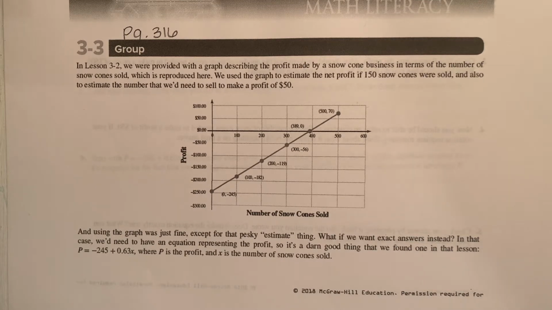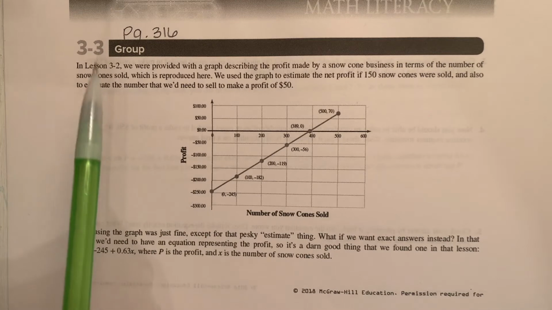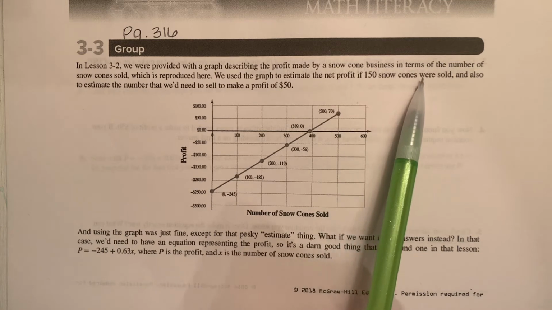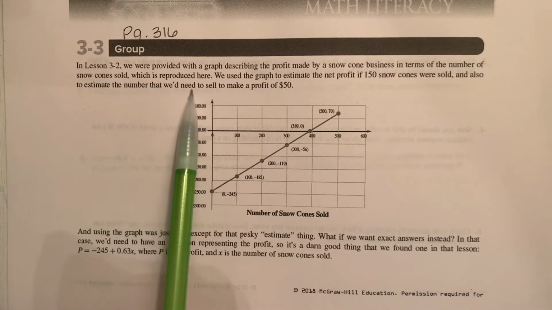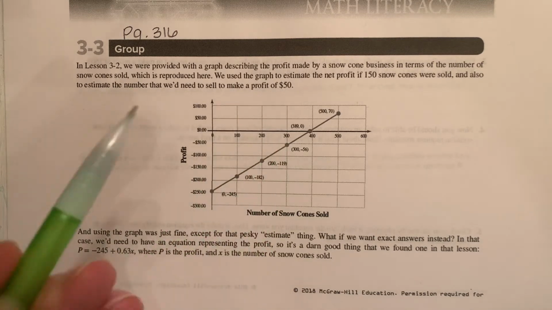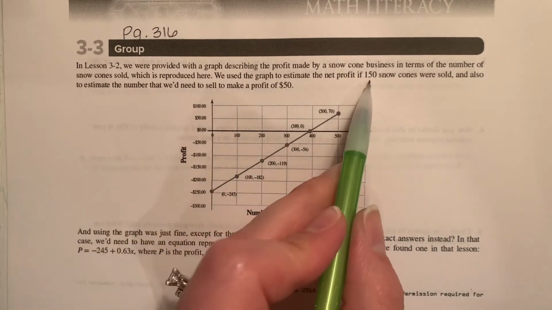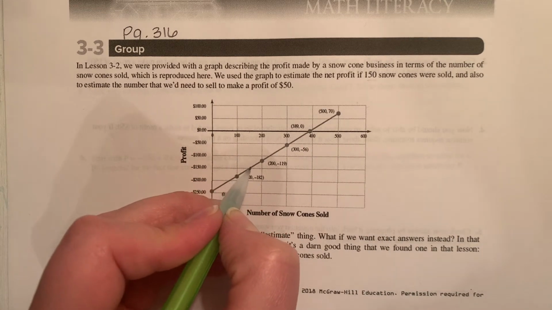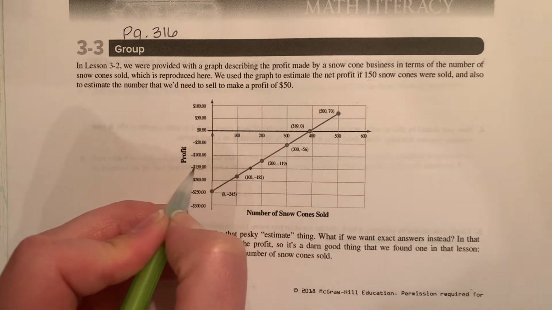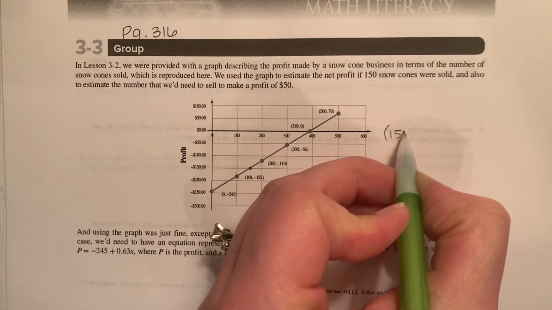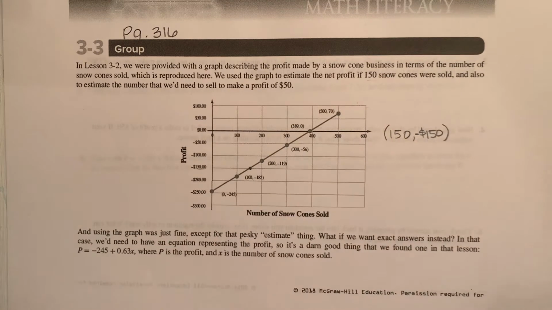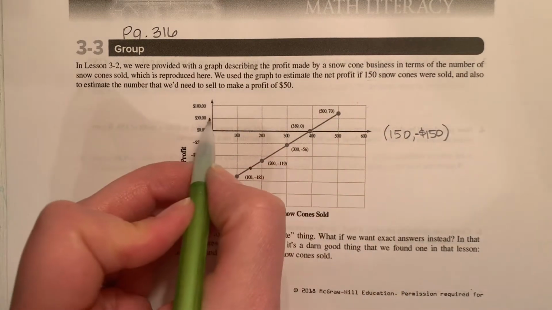So we're going to be going back to that snow cone business problem that we were dealing with back in 3-2. So it says, we use this graph below to estimate the net profit if 150 snow cones were sold, and also to estimate the number that we'd need to sell to make a profit of 50. So you might remember back in 3-2, we were looking to see if 150 snow cones were sold, which was right about there. We followed it down and we estimated that it was about negative 150. You might remember we said if 150 snow cones were sold, it's a profit of negative 150. And then we did the same thing for 50. We followed it over.